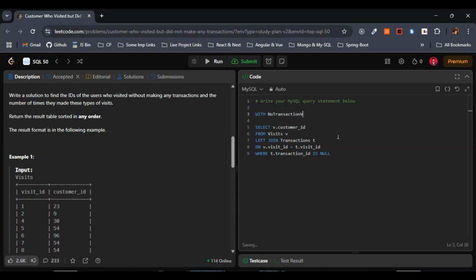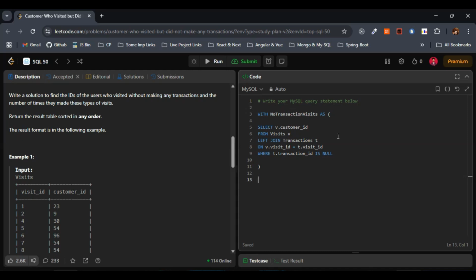No transaction visits, I'll just make use of AS, right? In this case, let me make use of parenthesis. So let me close the parenthesis here, right? This is fine. So the next step, this was step 1. So let's move on with the second step.